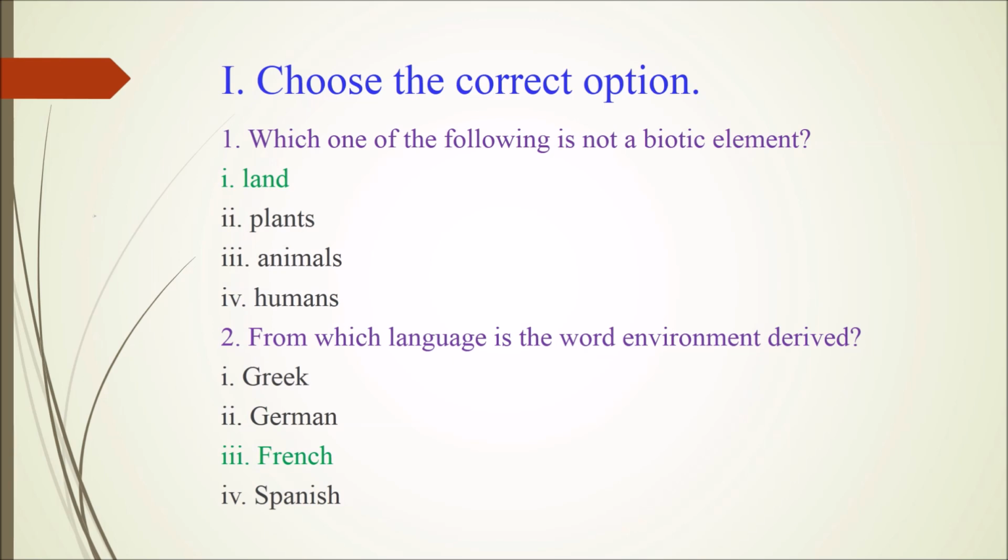Question number 2. From which language is the word environment derived? Option number 1, Greek. Option number 2, German. Option number 3, French. Option number 4, Spanish. So the answer is option number 3, French.